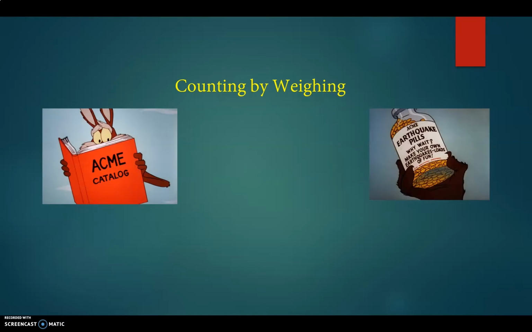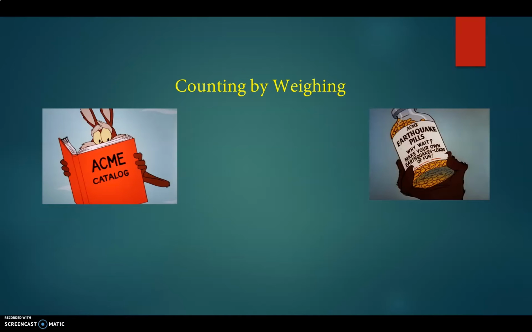I don't know if you guys have ever watched Roadrunner cartoons, but again, referring back to my childhood, loved Roadrunner cartoons. And Wile E. Coyote was always buying things from the Acme company, and one of the things he bought were Acme earthquake pills. So suppose your boss at the Acme plant comes to you one day and says, I need to know how many earthquake pills we have in stock, and I need to know by this afternoon.